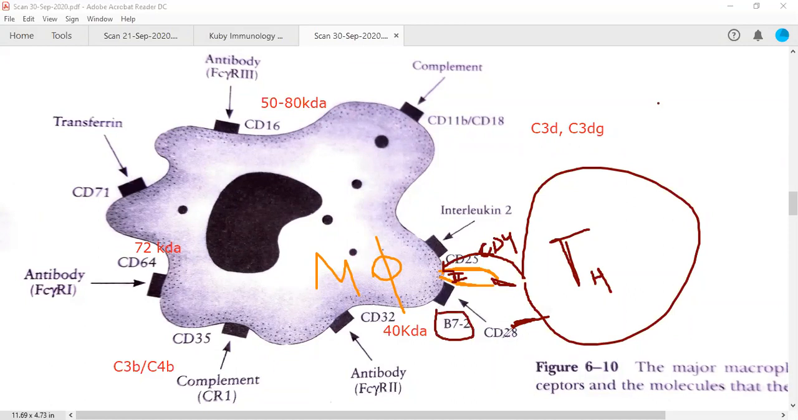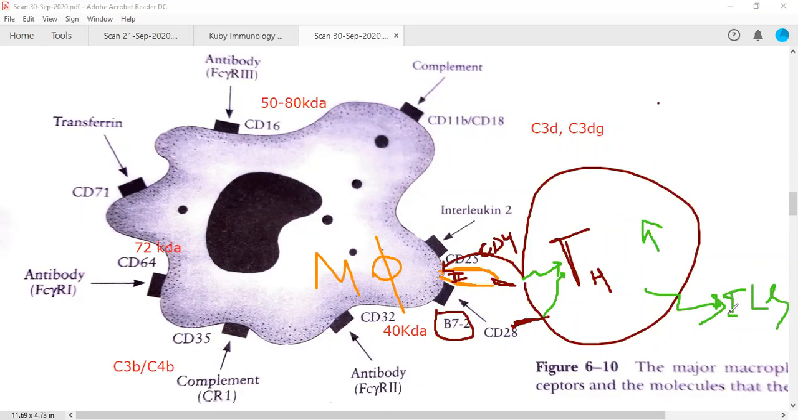So this B7 CD28 interaction is also very, very important whenever there is an interaction between antigen presenting cell and the other cells of the immune system, so that it will generate two types of signals, one from here and one from here, so that it will activate this T helper cell, and it will secrete some other cytokines, for example, interleukin 2, interleukin 4, all these, to activate either other macrophages or other cells of the immune system, right? Interleukins, a general term.